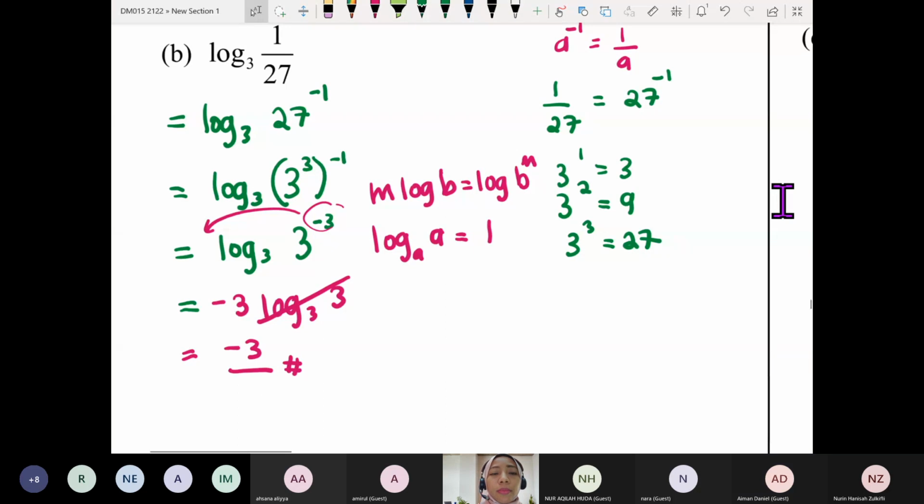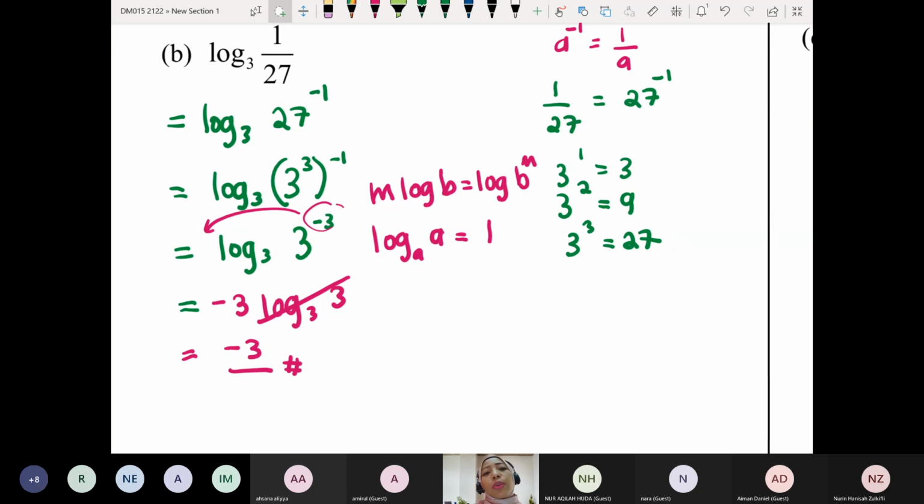Okay, repeat again. In order for you to be able to solve this kind of problem for log, index, or whatever, make sure you know what kind of properties you use in every step. So for 27, what did I do first? I used the index law. Then I find the same base as the base given for this log. So we find out that 3 cube is 27. And then we multiply the index. So 3 times negative 1, we get negative 3.